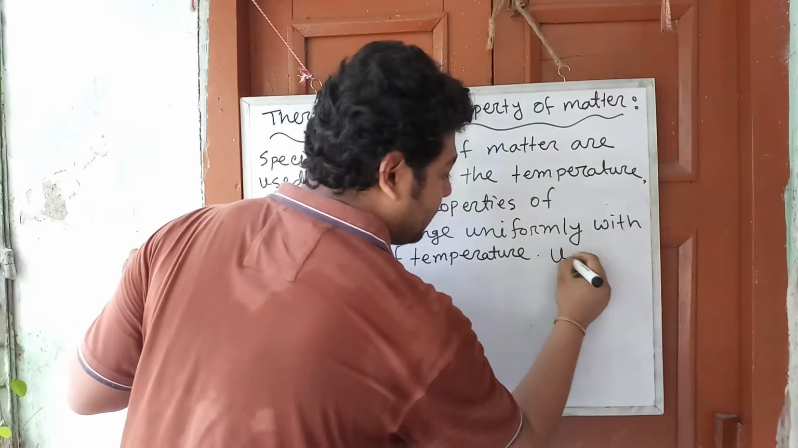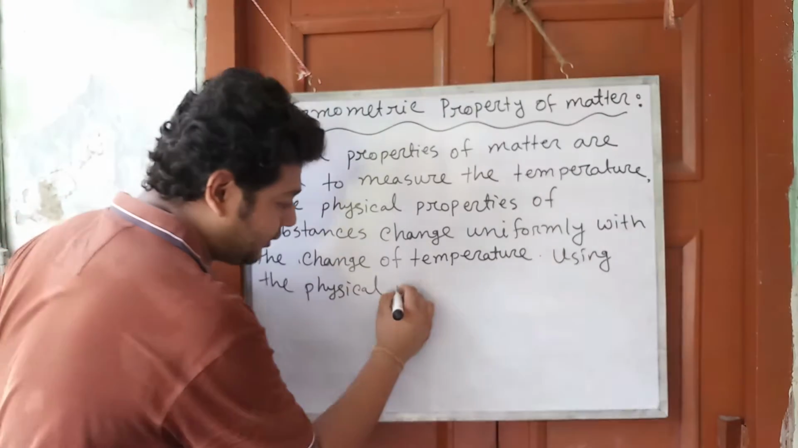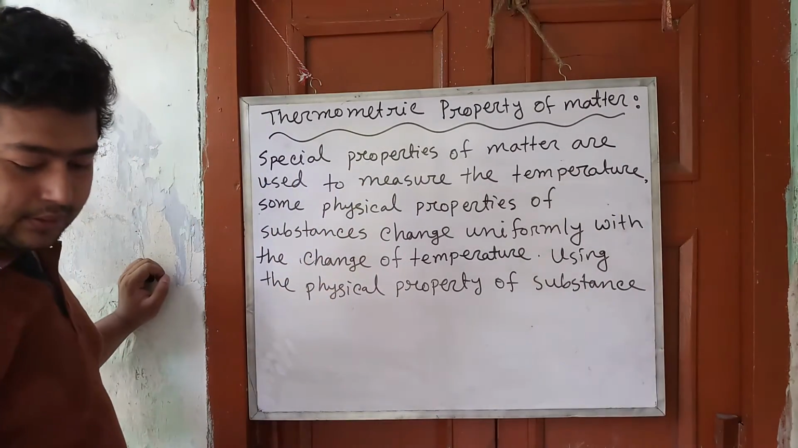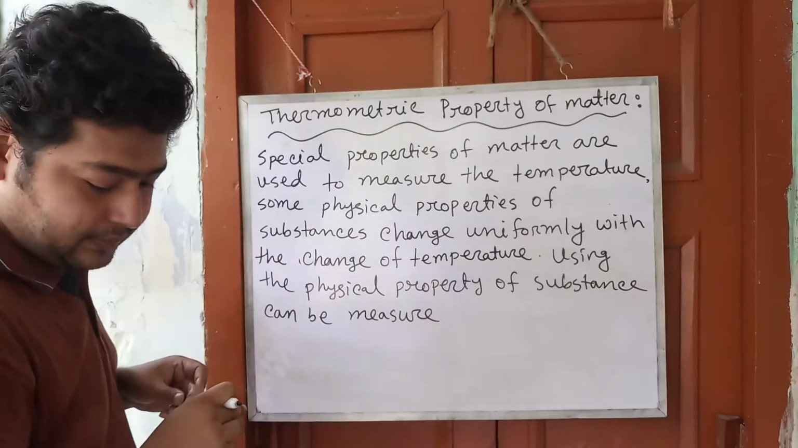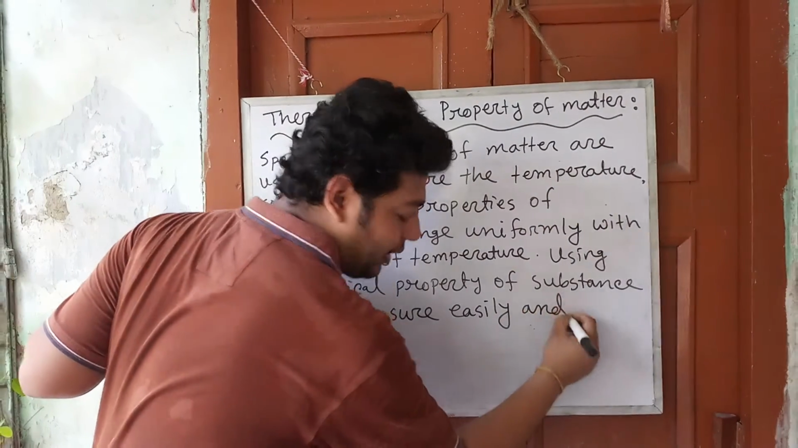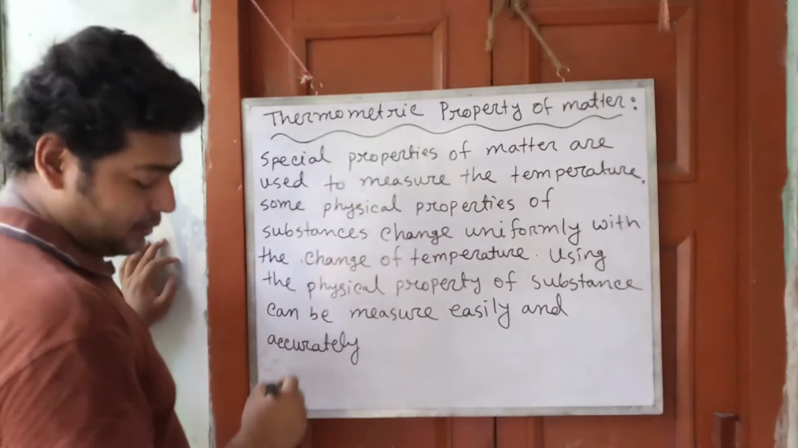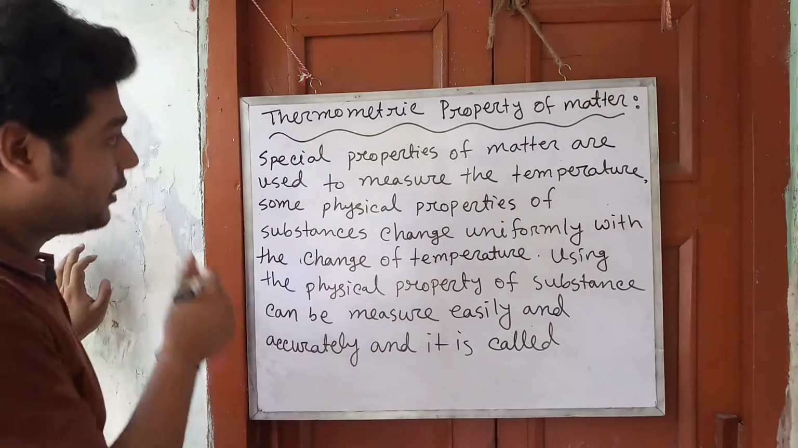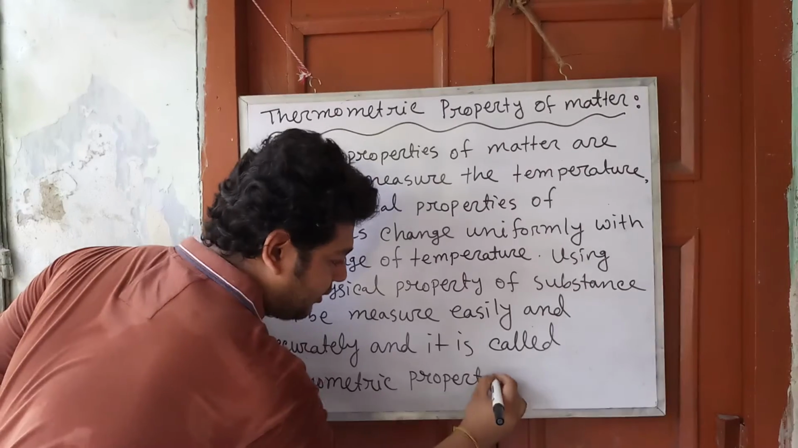Okay. Using the physical property of substance can be measured easily and accurately, and it is called thermometric property of matter.